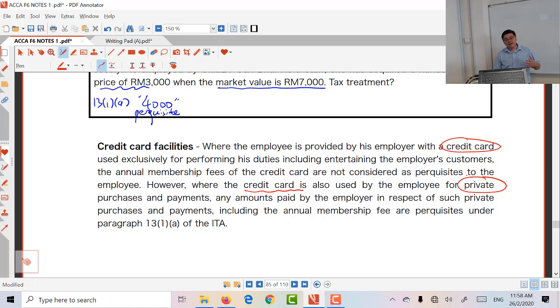Okay, the card belongs to the company, and then you use the credit card to buy anything you like. And the company will actually say, I will settle the bill for you. Wow, nice or not? These are a company. Can fire. Cannot. Company where got. But you become prime minister, can.